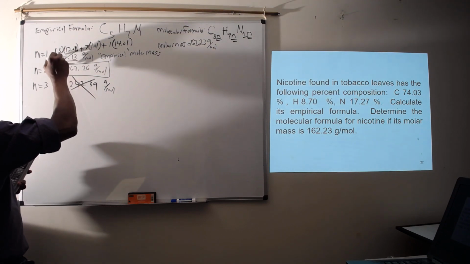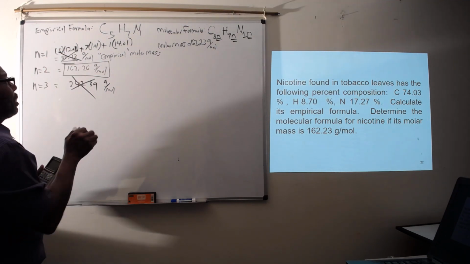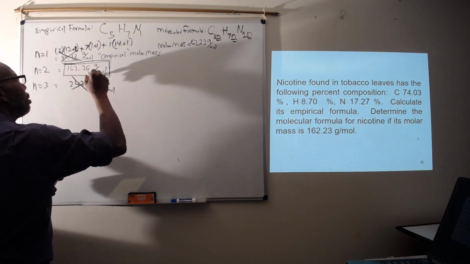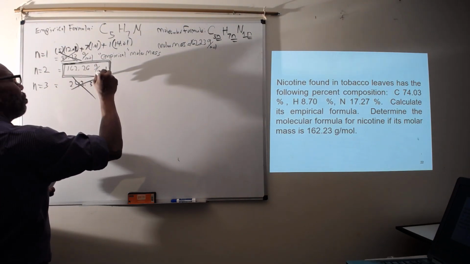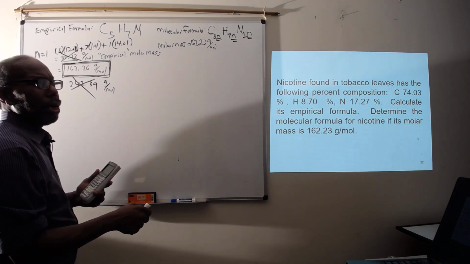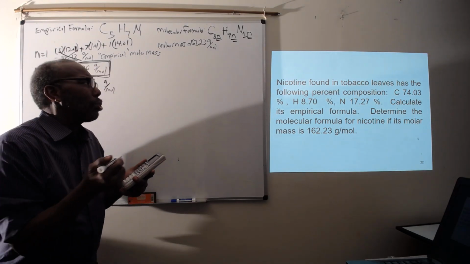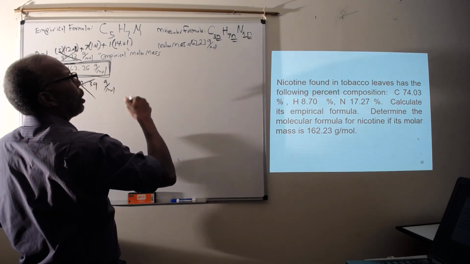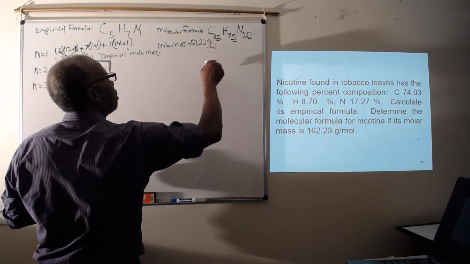Clearly, that empirical molar mass is wrong. It doesn't even come close to that molar mass. This one comes the closest, within our margin of error, to the experimental molar mass. So therefore, we conclude that N is equal to 2, and we multiply each one of these by 2.